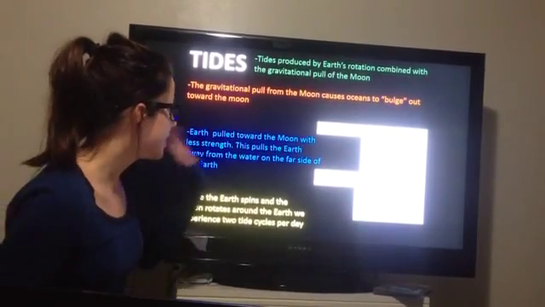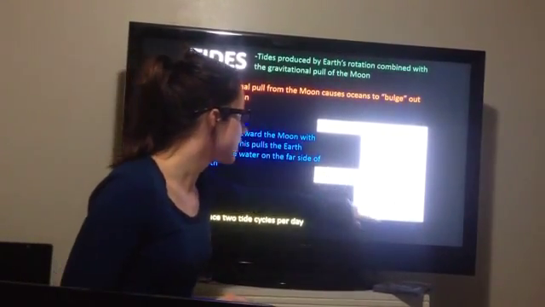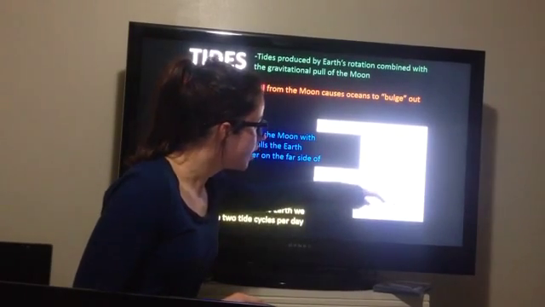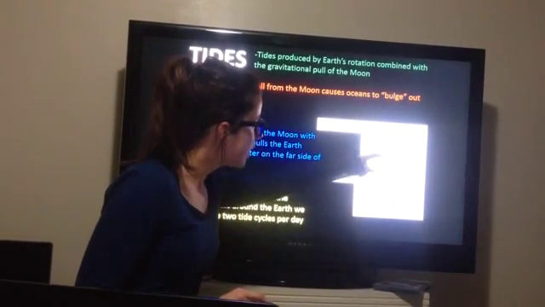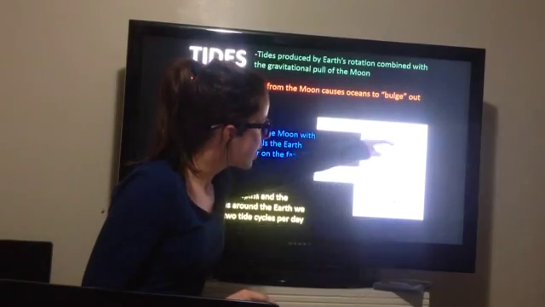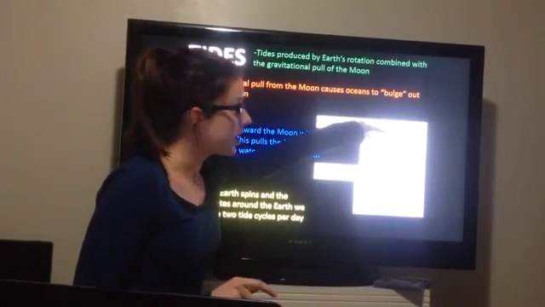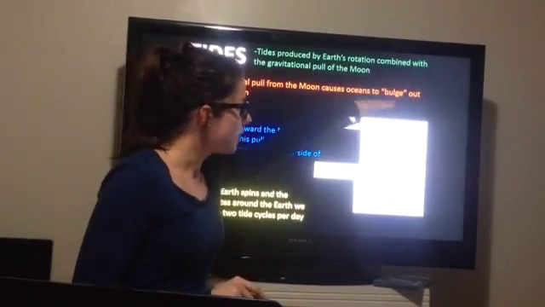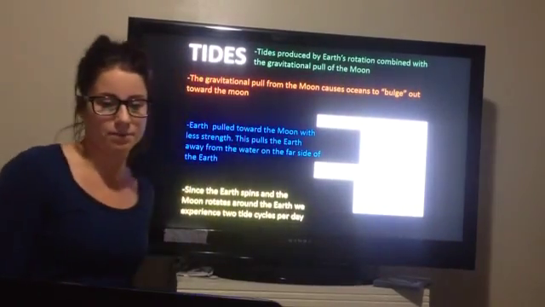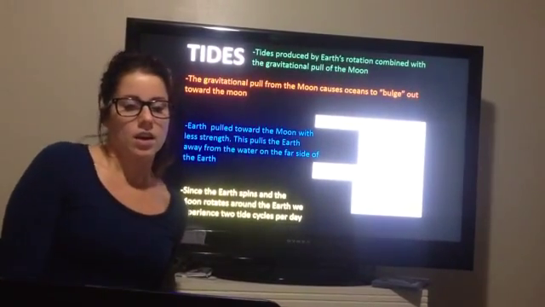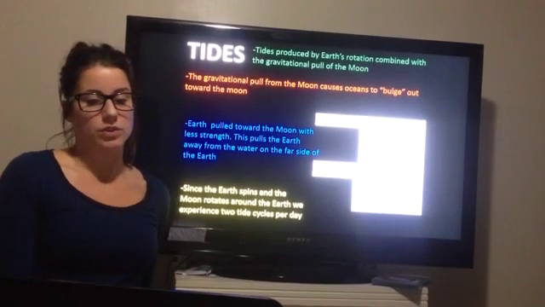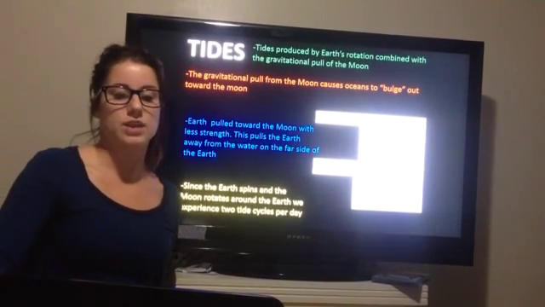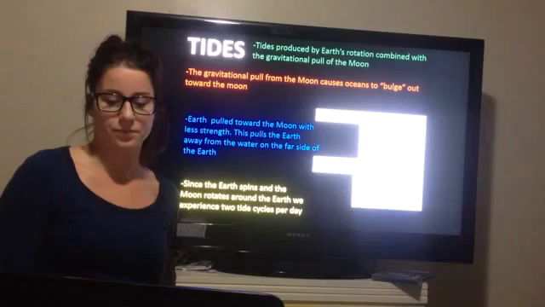I don't know if you can see this picture, but it's showing that if the Moon was here, it's pulling the water towards it, and then it's also pulling the Earth this way, and the water stays where it is. So there's a high tide on the far side and on the close side. Since the Earth spins and the Moon rotates around the Earth, we experience 2 tide cycles per day.